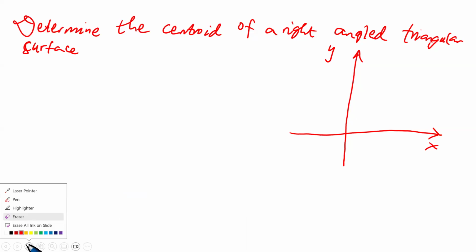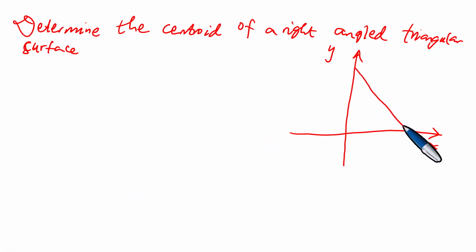Now, what do you have here? If the base of this triangle is B, and the height is H, and this is making an angle there, you want to find the centroid of a right-angled triangular surface. Let's look at these together.